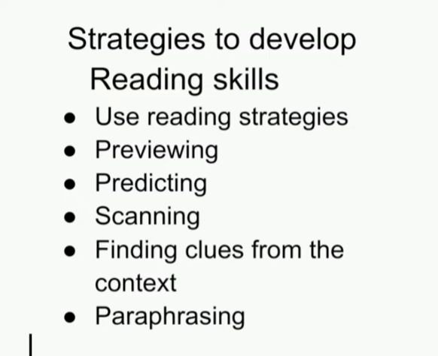Next, finding clues from the context. Using prior knowledge of the subject and the ideas in the text as clues for the meaning of the unknown words rather than stopping to look them up. Next, paraphrasing. Stopping at the end of the section to check the comprehension by restating the information and ideas in the context.